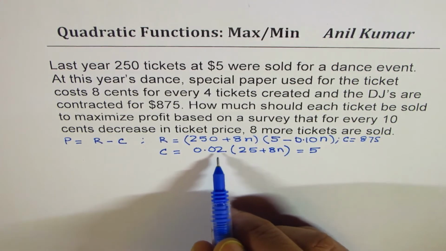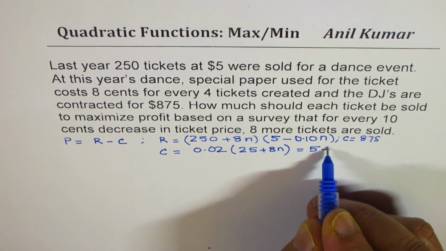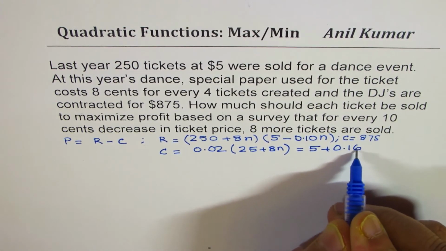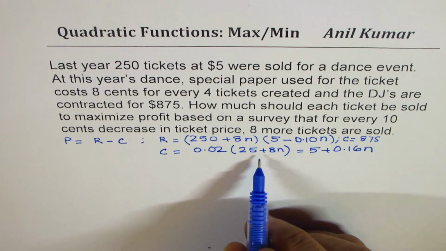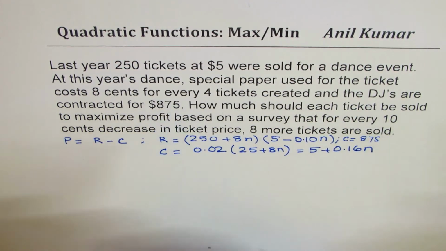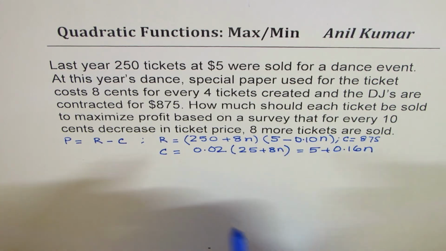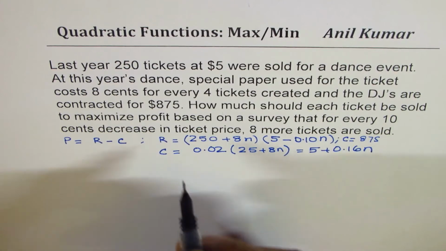And 8 times 2 is 16, so plus 0.16n. Right? So that becomes the cost plus 850, I forgot to, 875, which I forgot to add. Okay, so let me add this cost of DJ.